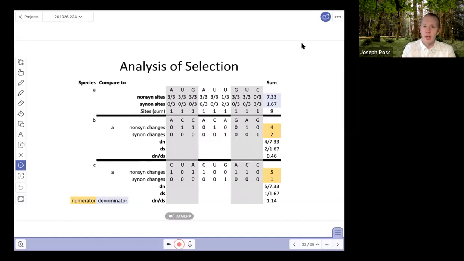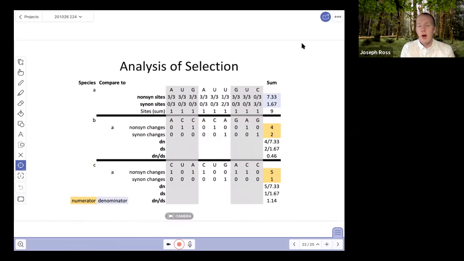Once we have the denominator, which is the number of synonymous sites and the number of non-synonymous sites in this region of the chromosome, we need to compare this sequence to something else. And that's where species B and species C come in. So I've given the sequence of the same region, same part of the same chromosome from species B and from species C.